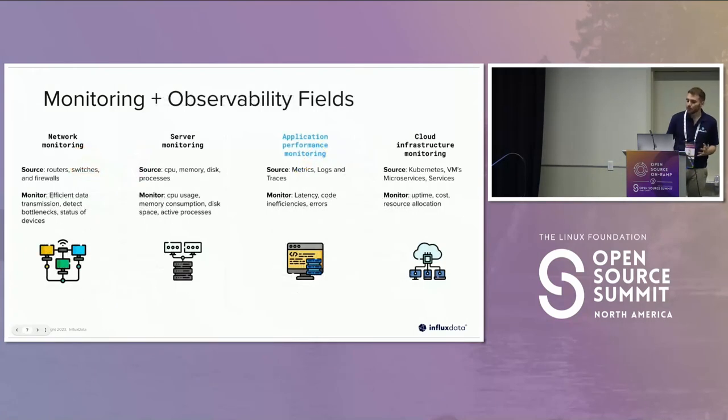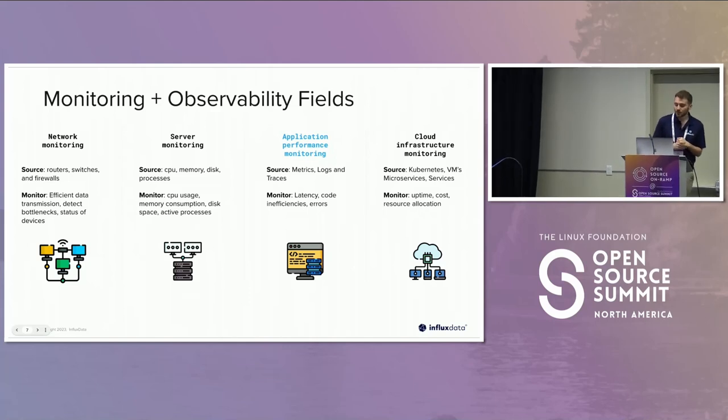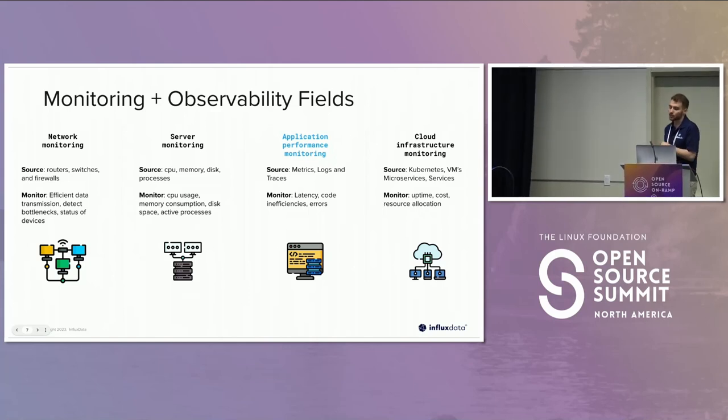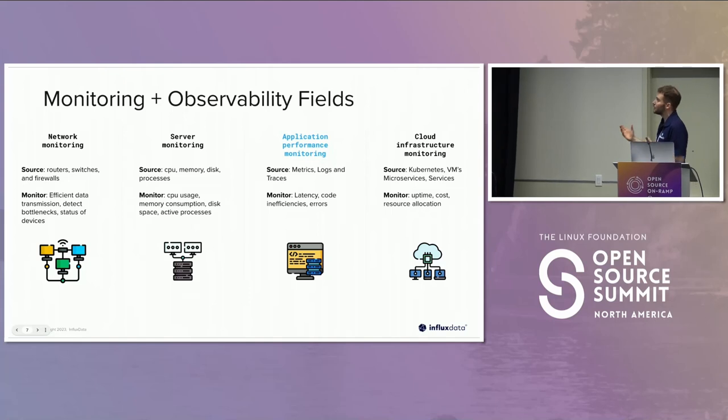And so if we boil monitoring and observability into its four fields, this is kind of how I see them. We have network-based monitoring. So when you think about that, we're monitoring routers, switches, firewalls. We're ensuring data transmission, detecting bottlenecks, and identifying security threats. For server-based monitoring, we're tracking the performance and availability of physical or virtual servers. So think about CPU usage, memory consumption, disk space, response times, ensuring optimal performance and reduced downtime.